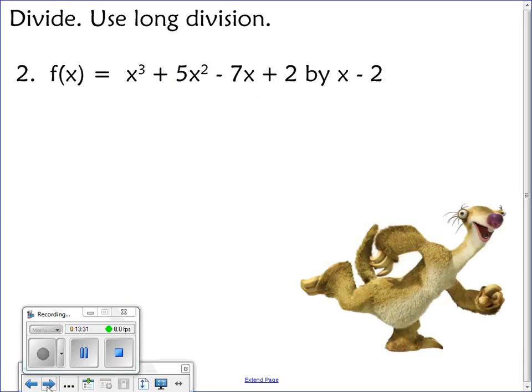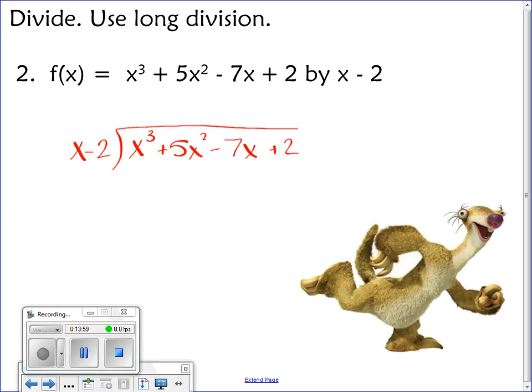Let's try another one, okay? We're going to go nice and slow because I know it's a lot at first. So first thing, let's write it up the correct way. So I have x cubed plus 5x squared minus 7x plus 2 divided by x minus 2. All right, make sure you write it with your little radical. Makes your life a lot easier.